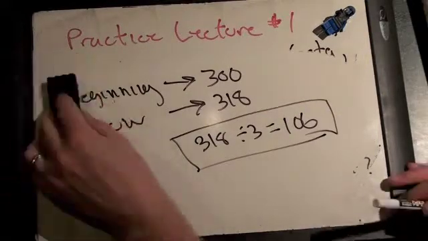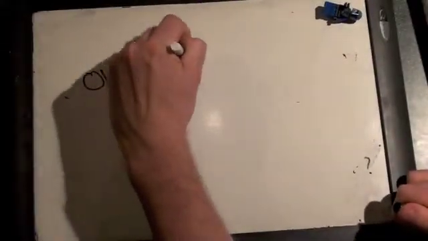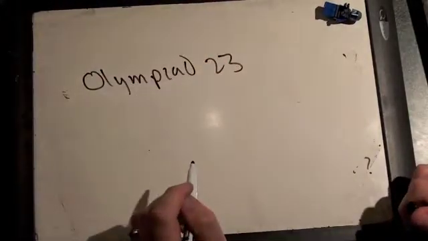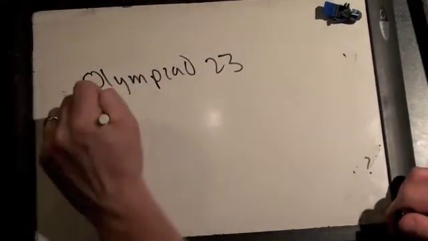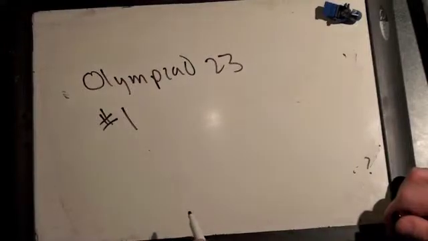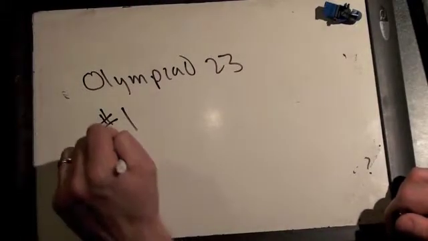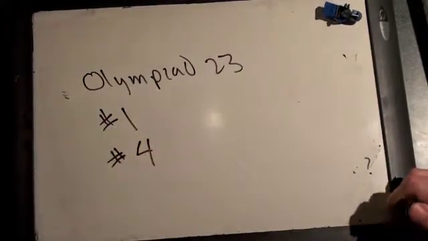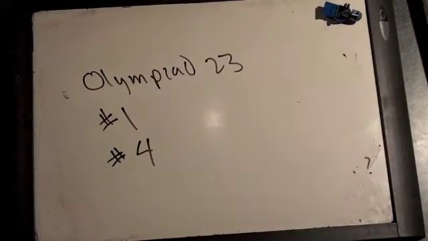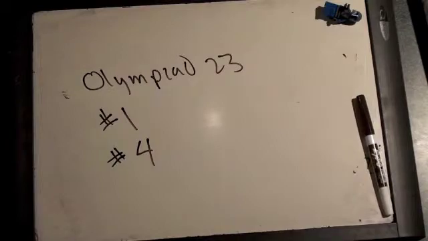There are 2 homework problems: Olympiad 23, problem number 1, and problem number 4. When you watch the video again, you should be really prepared to do those 2 problems. Okay, those were fun, weren't they?